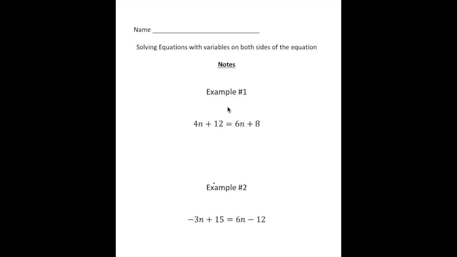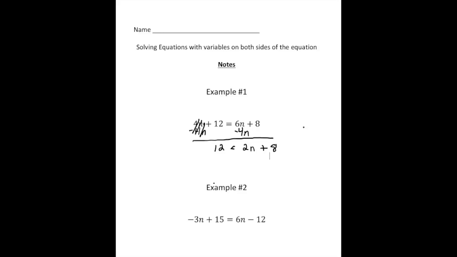And the first problem we have is 4n plus 12 equals 6n plus 8. So I'm sure you can tell there's a variable on both sides. So we have a choice. We can either take away 4n from both sides or take away 6n from both sides. I'm going to go with the first choice, which is take away 4n from both sides. So that when we do that, these cancel out. That's the whole point of this move. So 12 is going to equal 2n plus 8.